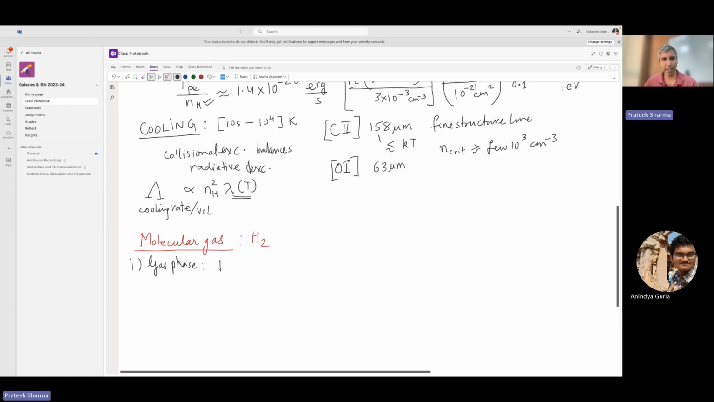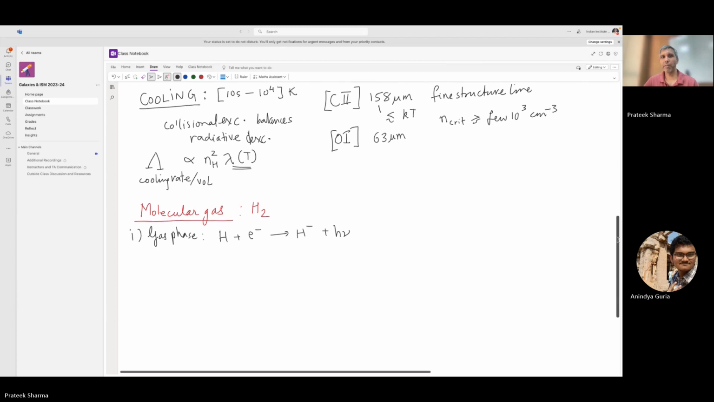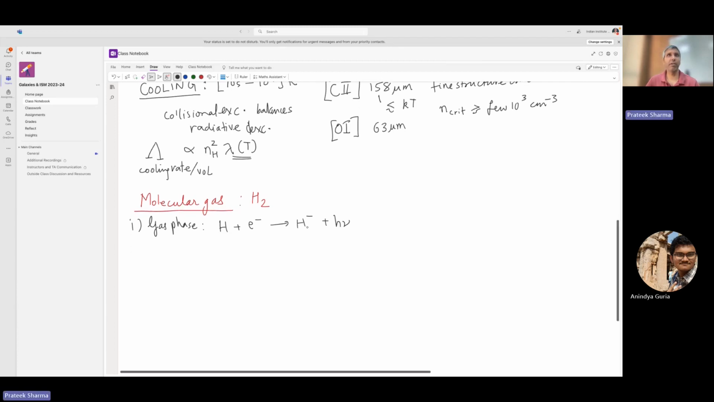you have a hydrogen atom and you have an electron coming together. It gives you H minus plus h nu. It forms a hydrogen with two electrons. Okay, this is called radiative association. You know, we are again doing the same sort of chemistry type things, radiative association.